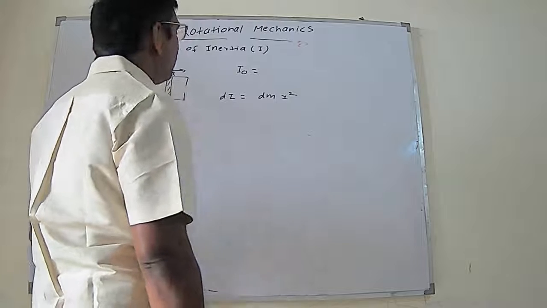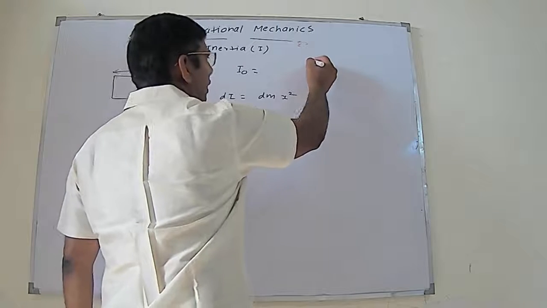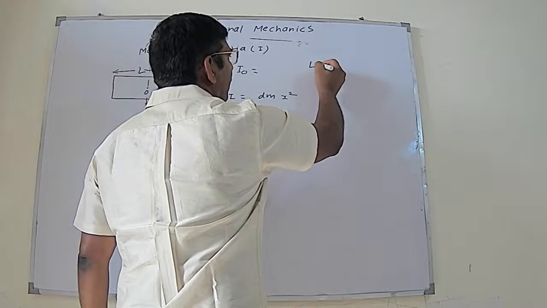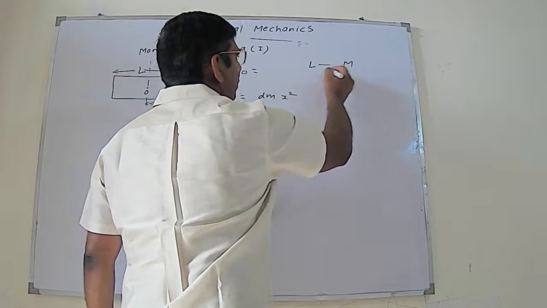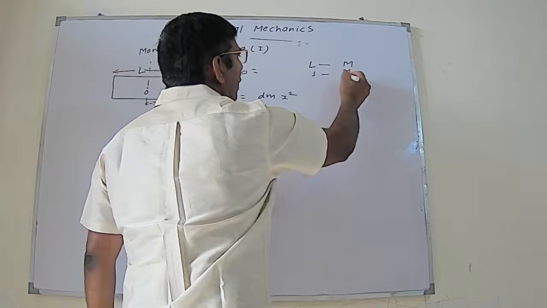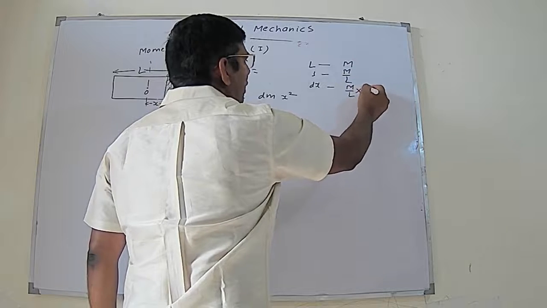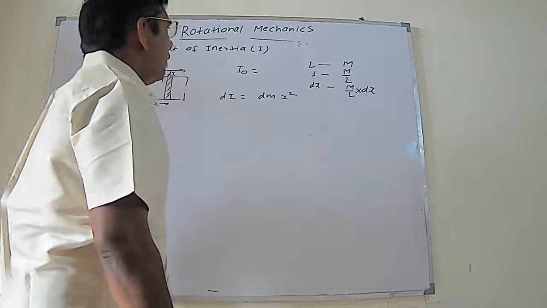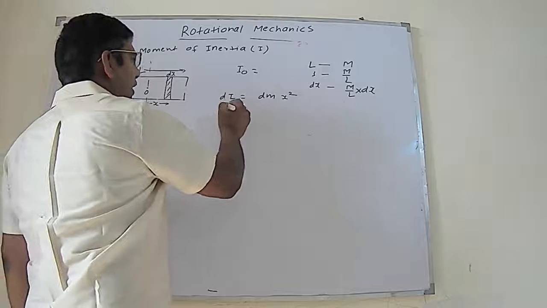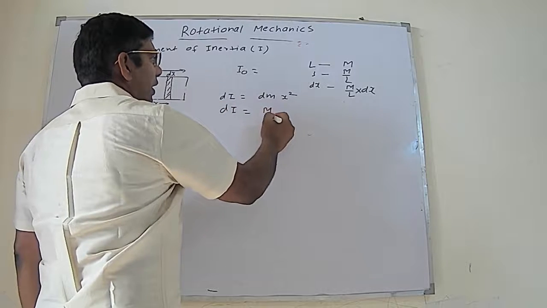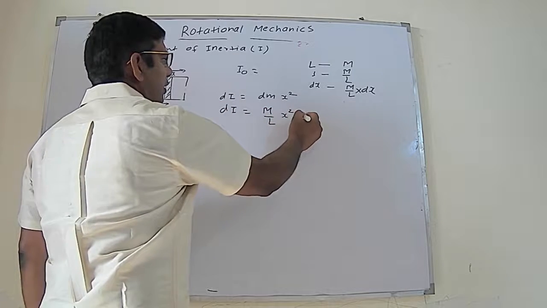In terms of dx, what will be dm? If mass is m for length L, then for unit length it is m by L. So for dx length it will be m by L into dx. So again we can write here dI as m by L x square dx.